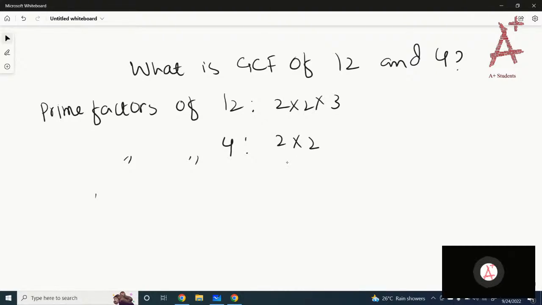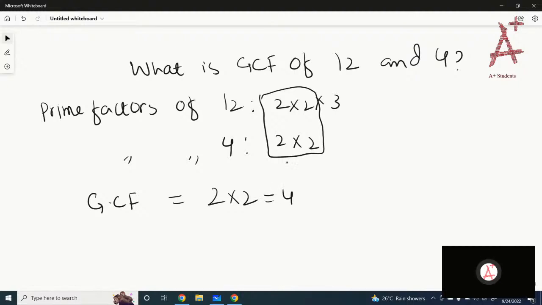So the common factors are 2 times 2. These are the common factors. 2 times 2 makes 4. So the GCF of 12 and 4 is 4. Got it? You are given 4 options: 12, 6, 2 and 4. Select the correct option. 4 is the correct one, and click on the OK button.